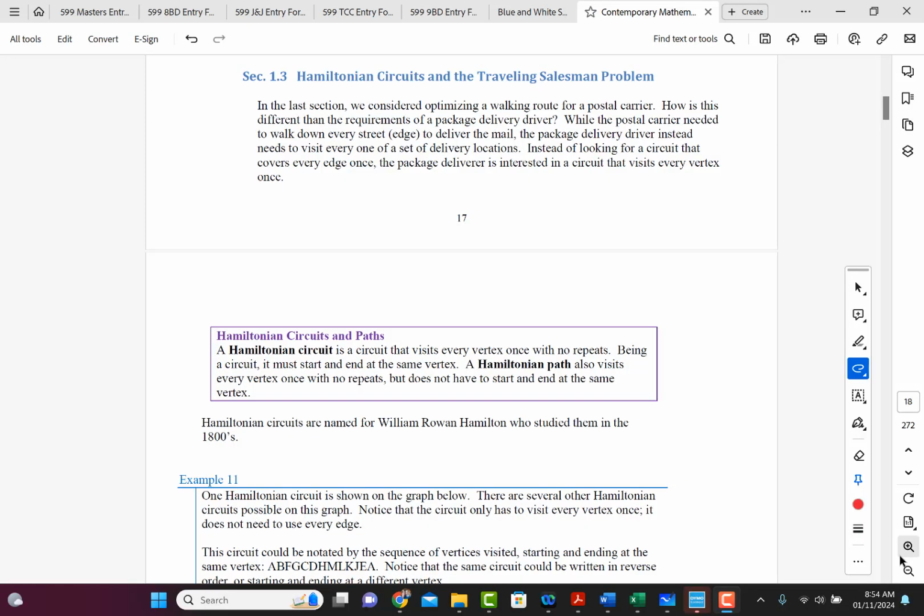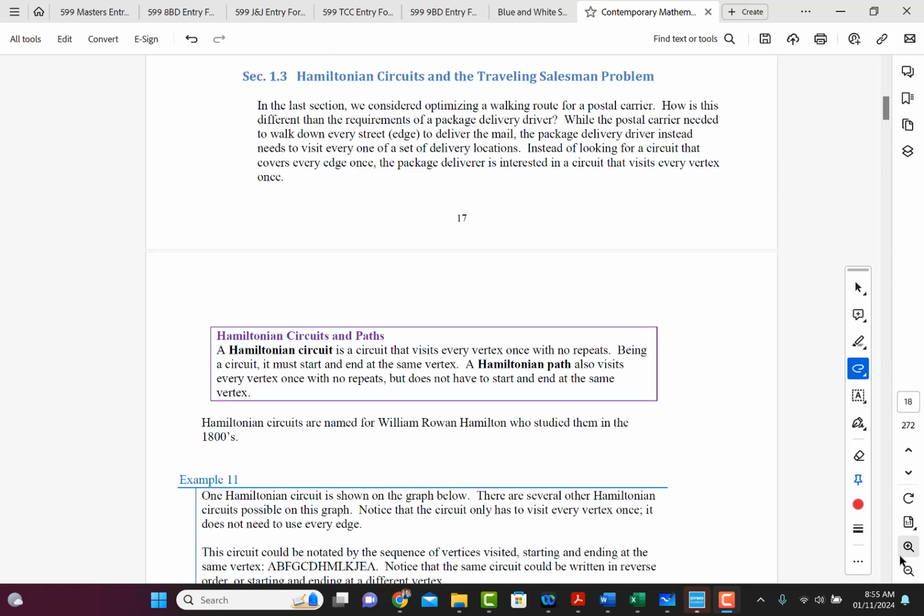Okay, so now we're going to start section 1.3, which is on the Hamiltonian circuits and the traveling salesman problem. In the last section, we considered optimizing a walking route for a postal carrier. How is this different than the requirements of a package delivery driver? While the postal carrier needed to walk down every street or an edge to deliver the mail, the package delivery driver instead needs to visit every one of a set of delivery locations.